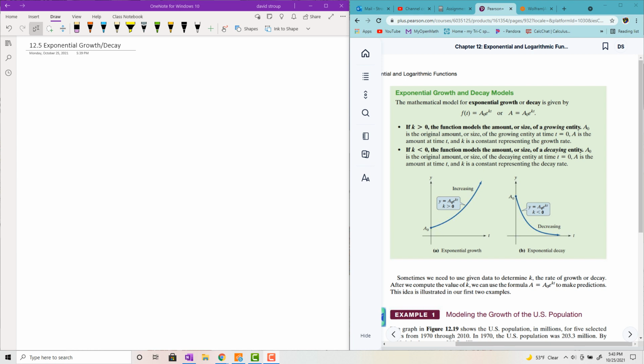Hey, welcome back. This is 12.5. Now we're actually going to begin modeling, or working with, exponential models. So first, what are the models?